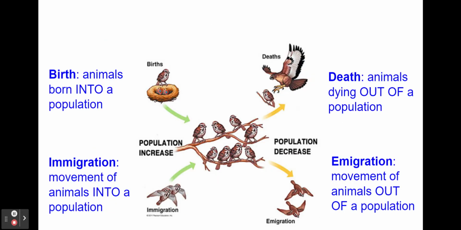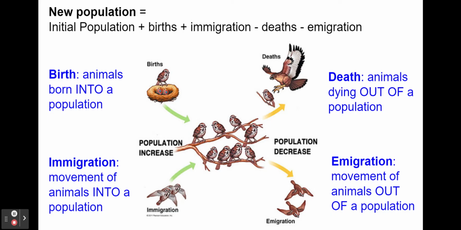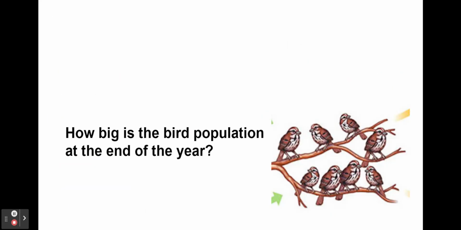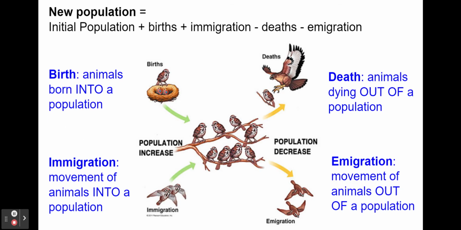Here is the same information that you had before, but we're going to write down that same equation in a slightly new form. Our new population, so not population change, is equal to our initial population plus births, plus immigration, minus deaths, minus emigration. And we're going to do it in that order. New population equals initial population plus births plus immigration minus deaths minus emigration.